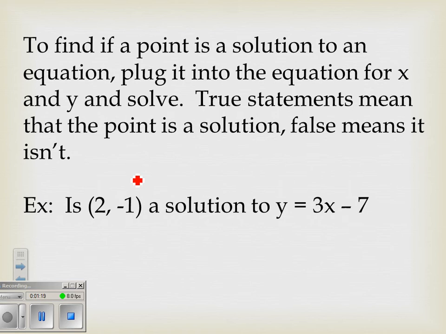So the y value of that point is -1. The x value of that point is 2. And now we solve. So -1 on the left, 6 minus 7 on the right. -1 equals -1 is the statement that we solve to, and that's a true statement. So then that means that (2, -1) would in fact be a solution to the equation given.